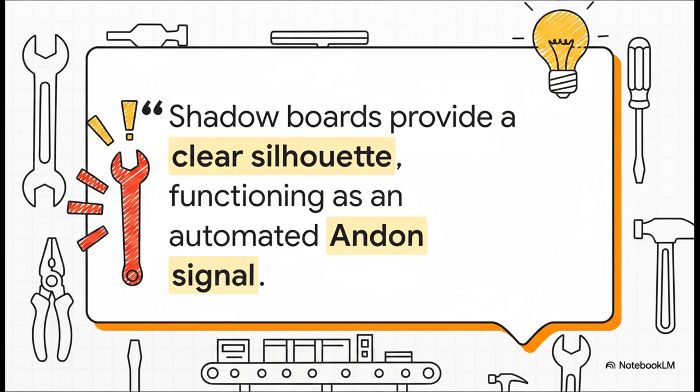Think about how brilliant a simple shadow board is. If a wrench is missing, the empty painted silhouette basically screams out that there is a problem. You don't need a supervisor to do an inventory check. The workspace itself alerts you to the missing tool in real time. It completely replaces verbal instruction with intuitive spatial cues.